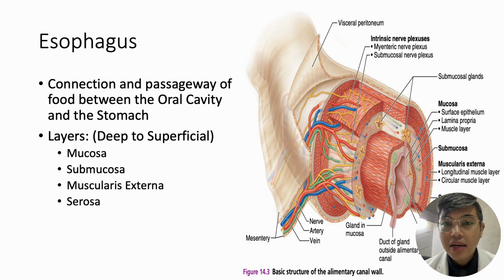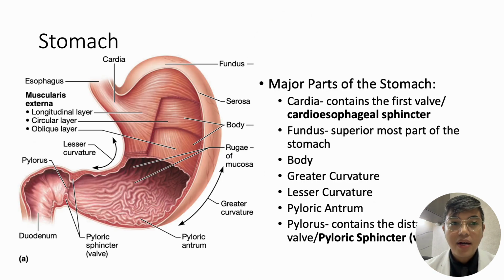Okay? Now, let's move on to your stomach. So, halimbawa, pumunta na yung food, bumagsak na sa esophagus, ipropropel niya. You have here your stomach. Now, the major parts of the stomach would be the cardia. So, dito na yung papasok.